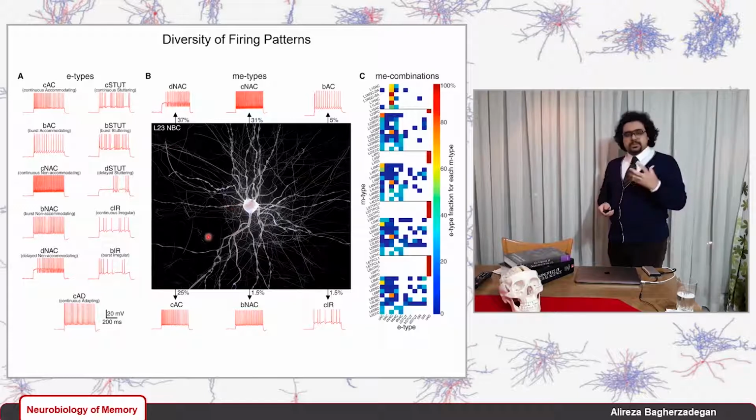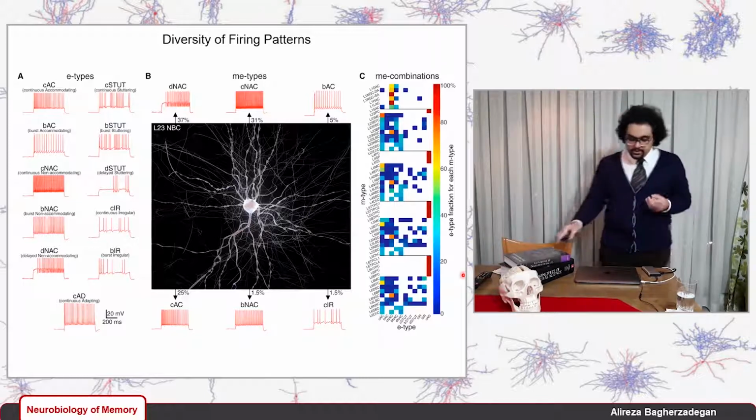Anyway, so this is a cell type, a single cell type, the Nesket basket cell. But you can see that it may show different firing patterns on different occasions. Under different conditions, it may show different firing patterns. I mean, 30% of the time, for example, it has a delayed non-accommodating firing pattern. But 5% of the time, it may have a burst accommodating firing pattern or a continuous irregular firing pattern.